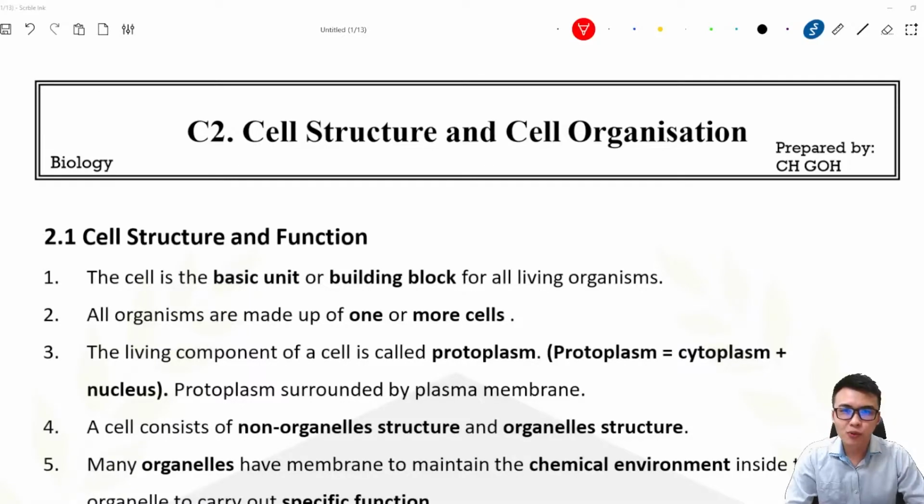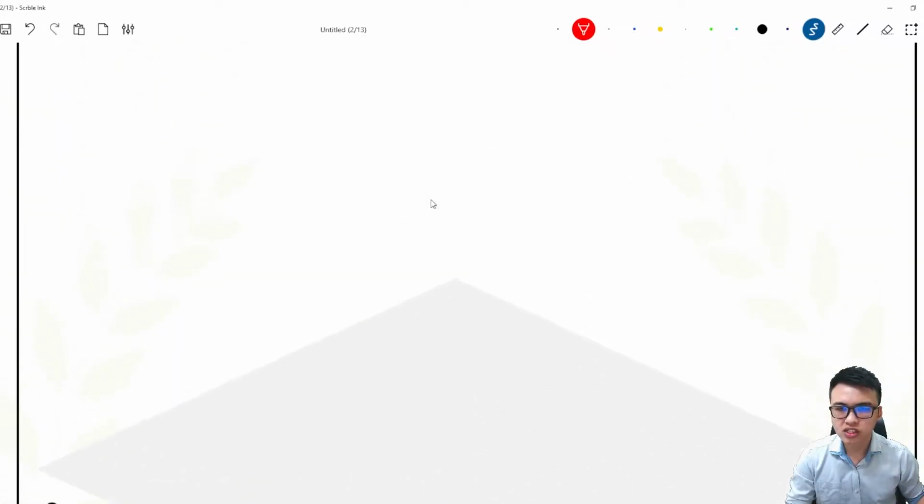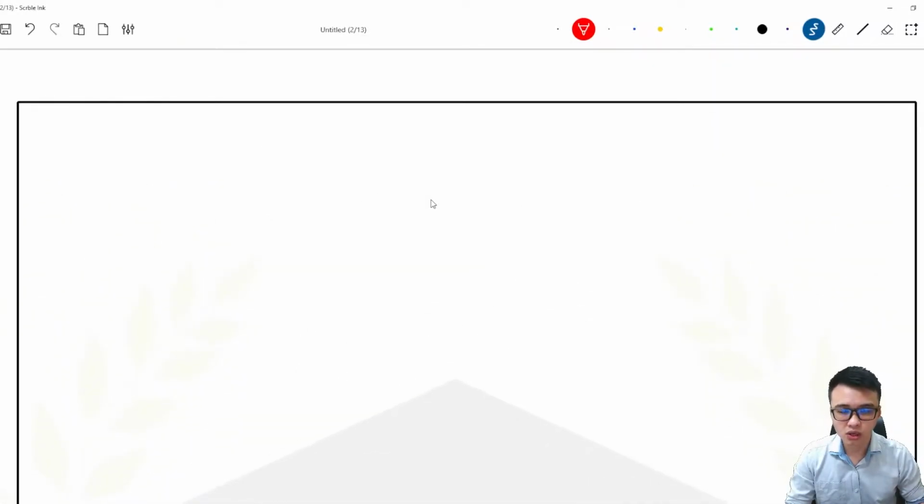Hey guys, welcome back. Today we are going to learn Chapter 2, cell structure and cell organization. To understand the functions of the organelles and the non-organelles, we need to draw it out. If you have printed out my notes, please draw it on your notes horizontally. If you don't have my notes on hand, maybe you can use an A4 paper to draw it out. So I'm going to draw it out here.